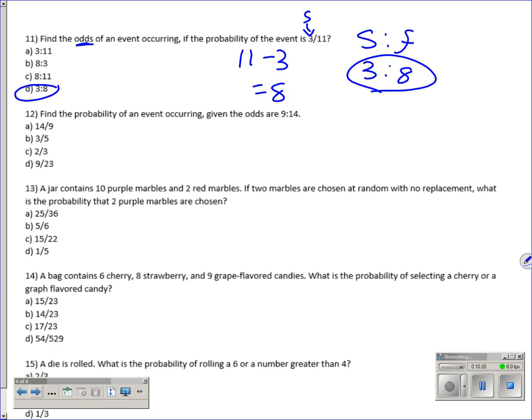And vice versa, to find the probability of an event given the odds, well, again, odds is success to failures. What probability is successes divided by your total outcomes, or successes plus your failures, which in this case would be 9 divided by 9 plus 14, which in this case is D, 9 over 23.